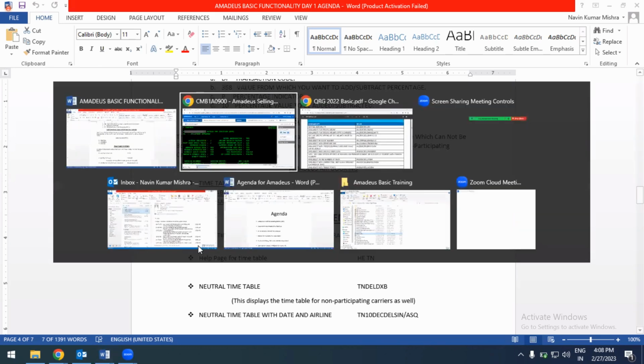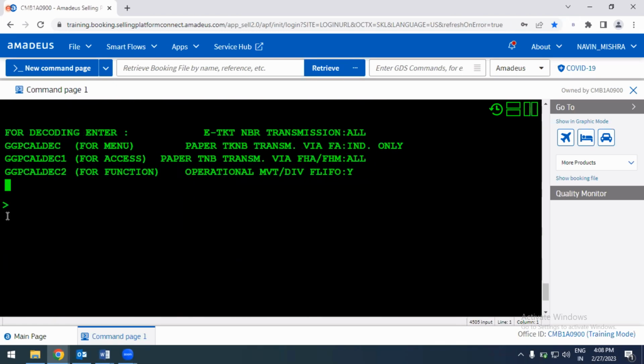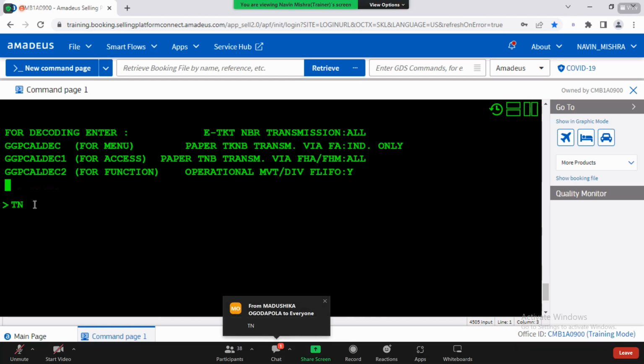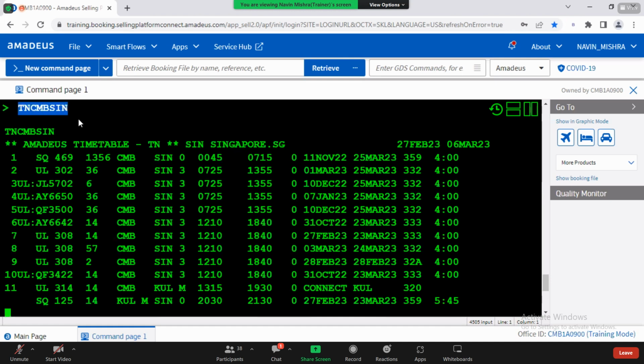How will you display it? What is the command to display the timetable? The command is TN. TN means timetable neutral. What is the command to find out the timetable? TN. Apart from TN, you need to enter the city code. Now let's enter the city codes, Colombo to Singapore. I simply want to know the list of airlines operating between Colombo and Singapore. Press enter. Now, this will give you the result.